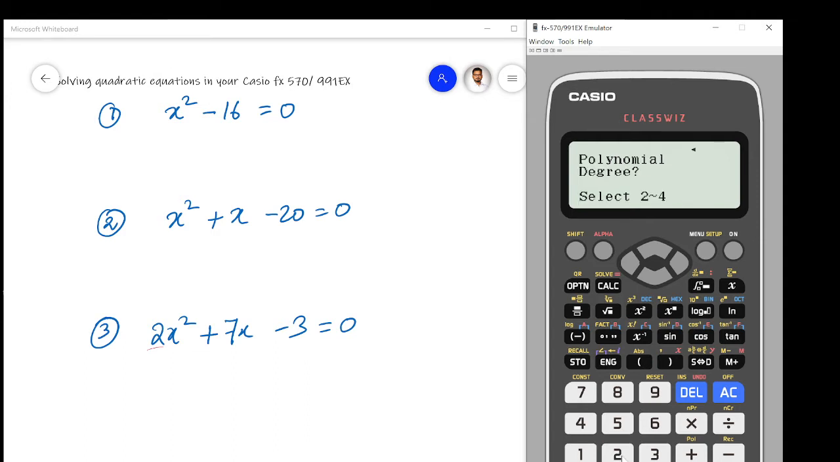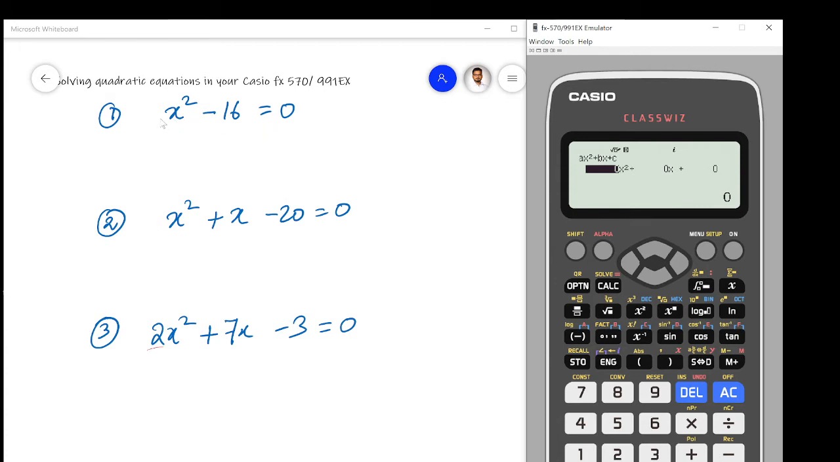So we'll press 2 for the degree. What is the highest power of this polynomial? Since we are dealing with quadratics, my degree is going to be 2. Now we have been given an equation which is ax square plus bx plus c, so we need to write the coefficients of x square, x, and the constant term.